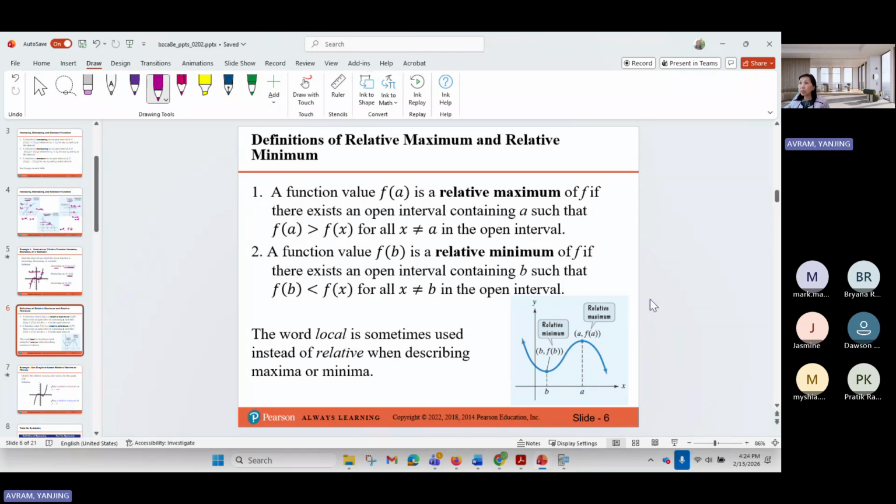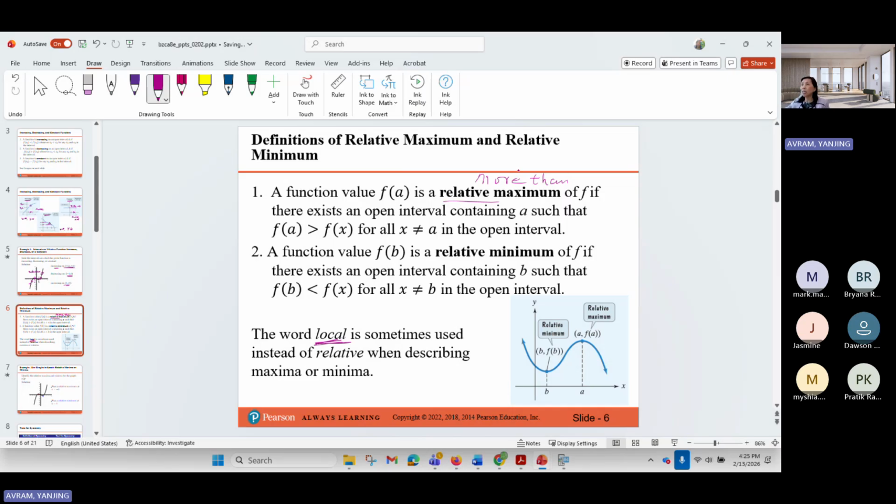Relative minimum and maximum: why do you want to use relative instead of just minimum or maximum? Relative, I usually say a little bit like local, okay? So local minimum, local maximum. The relative and the local are similar. That means there can be more than one in a graph, okay?